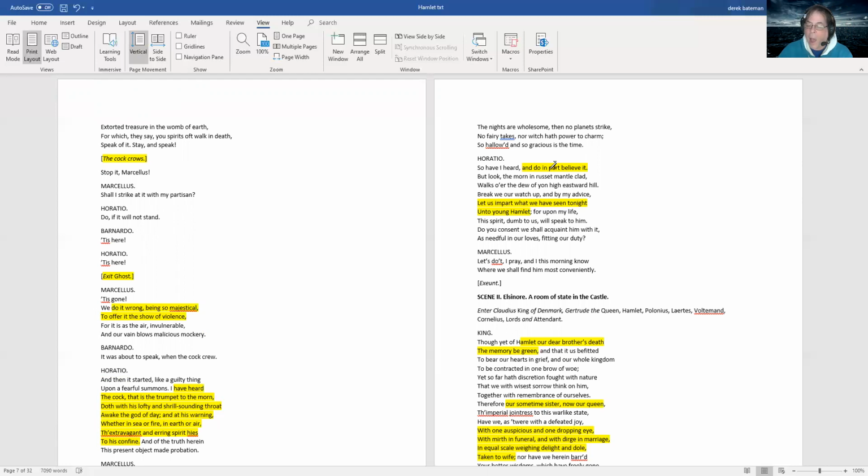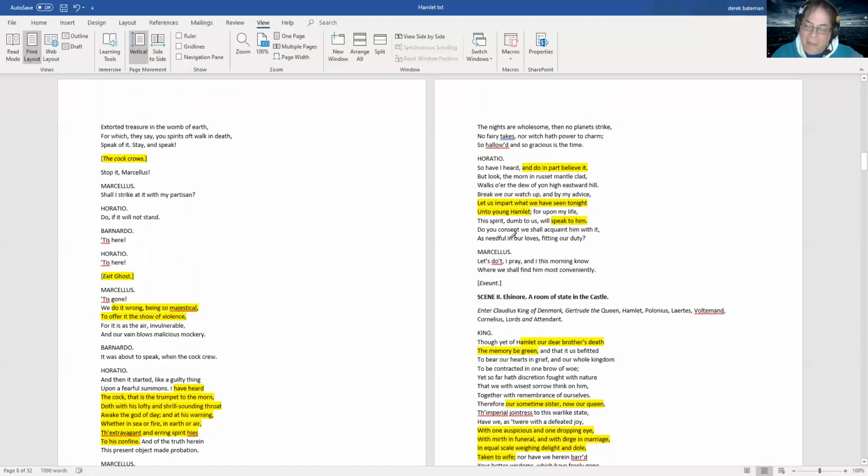How am I supposed to act? What am I supposed to do? And if I hesitate, what does that suggest? What could that lead to? Indecision. Let's see, this will unfold as we go through it. "Let us impart what we have seen tonight unto young Hamlet. For upon my life, this spirit, dumb to us, will speak to him."